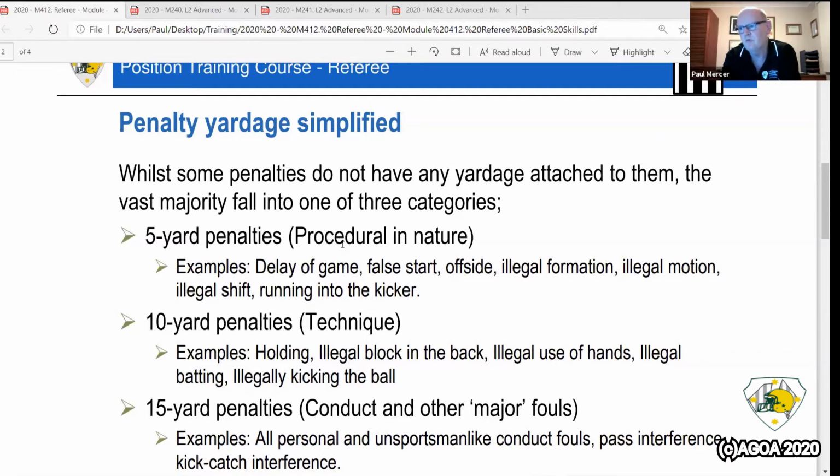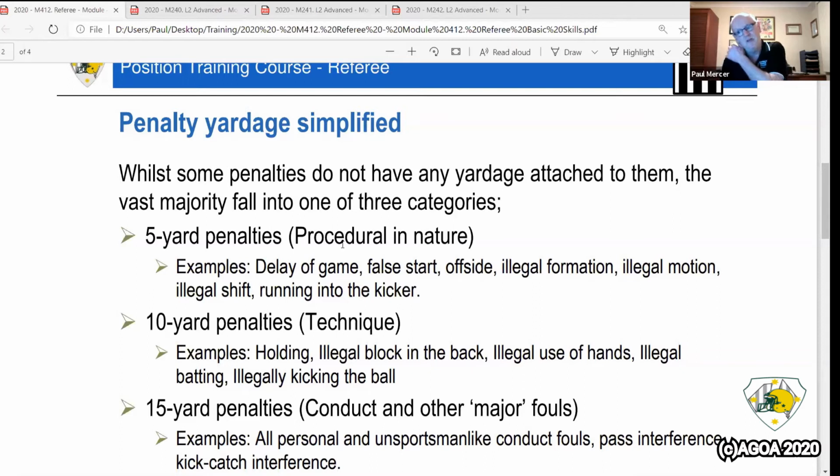And you can think about it this way if you're not sure. Is it a minor procedural foul? If it is, it'll be 5 yards. Is it a personal foul or an unsportsmanlike conduct or a pass interference or a kick-catch interference? If it is, that's what you could refer to as a major foul. That's 15 yards. Everything else is 10.